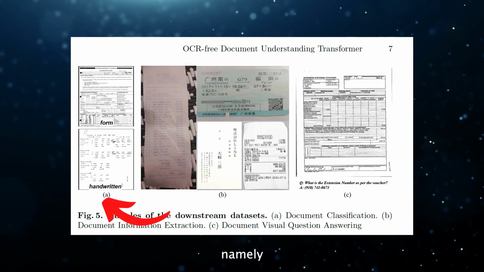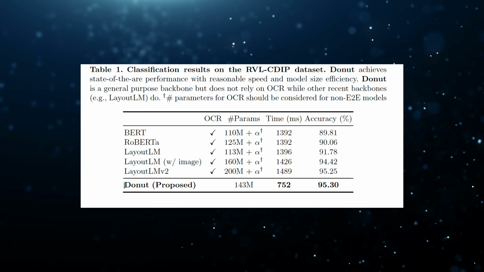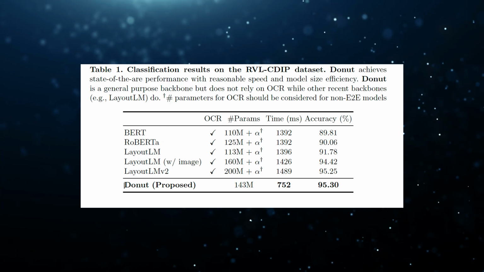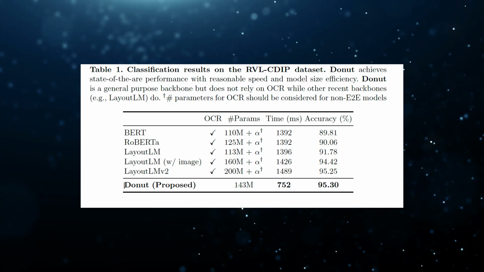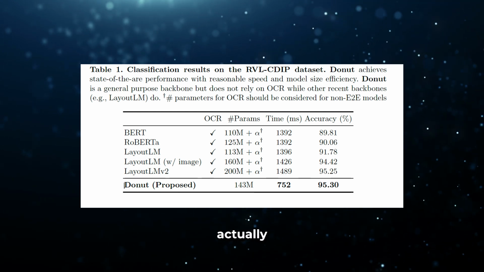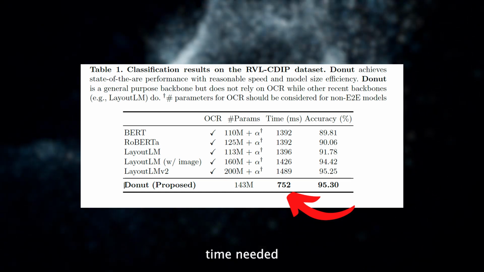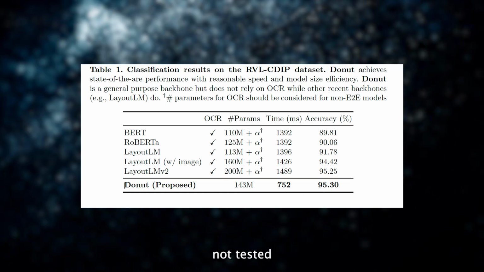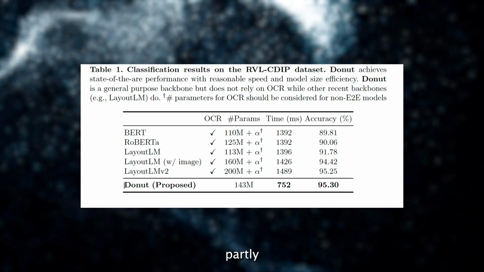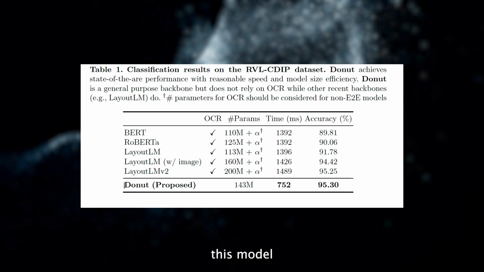This model was tested with three main tasks, namely classification, document information extraction, and document visual question answering. First one, classification. As we can see, it did pretty well compared to previous models such as LayoutLM and LayoutLMv2, very popular. But what's interesting is this one actually performed quite efficiently. As we can see on the time, it did it in half the time needed for the other models. However, this was not tested with LayoutLMv3, partly because LayoutLMv3 was just published 2 months before this model was introduced.